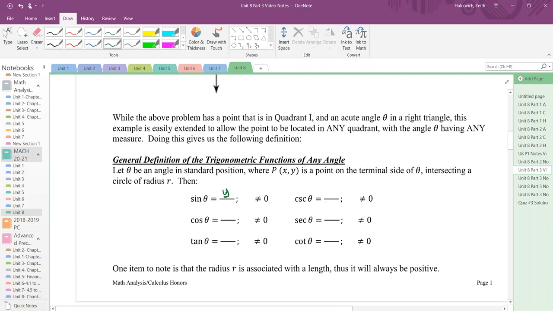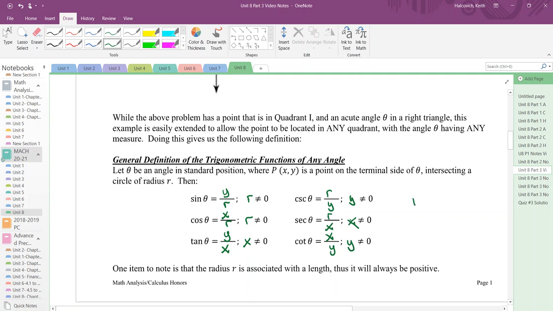The sine is y over r, where r can't be 0. The cosine is x over r. And the tangent is y over x. The cosecant is just the reciprocal. Same with the secant, the reciprocal of the cosine. And the cotangent is the reciprocal of the tangent.